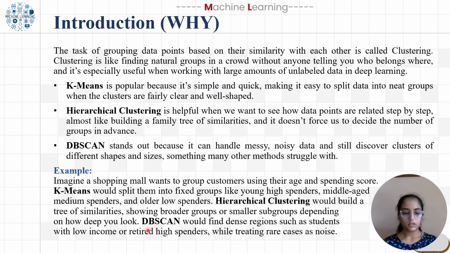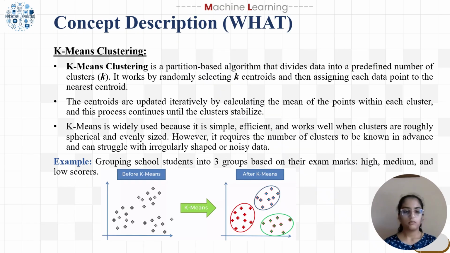After that, we have DBSCAN. DBSCAN would find dense regions such as students with low income or retired high spenders, while treating rare cases as noise. So DBSCAN will make a group, and the people or students who are not in any group will be treated as rare cases, as noise. We will learn all these three types in detail.